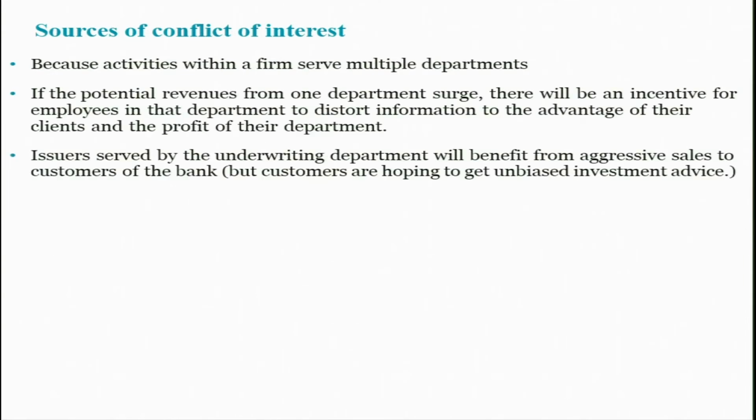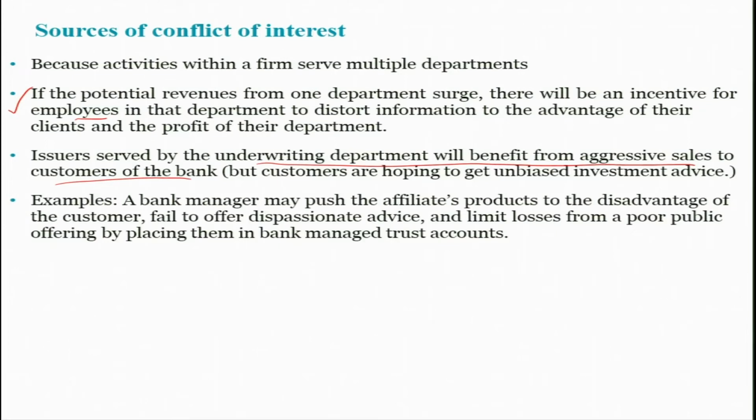However, there are lots of sources of conflict of interest because activities within a firm serve multiple departments. If the potential revenues from one department surge, there will be an incentive for employees in that department to distort information to the advantage of their clients and the profit of their department. An issue served by the underwriting department will benefit from aggressive sales to customers of the bank. But the customers are hoping to get unbiased investment advice, right? What is happening here is that the issue served by the underwriting department will benefit from aggressive sales to the customers of the bank.